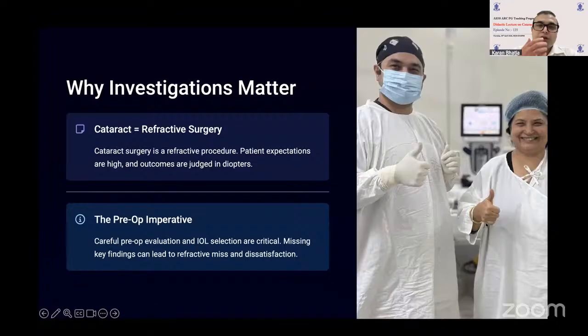So why do investigations matter? The image that you see of the lady over here is my mother, whom I had operated. I've operated both her eyes with a trifocal lens. You look at the smile, and what patients nowadays want is, cataract equals refractive surgery. So patient expectations are high and the outcomes are judged in diopters. The preoperative imperative is there. Therefore, the preoperative chair time and the investigations are very critical to minimize dissatisfaction and missed refractive errors.